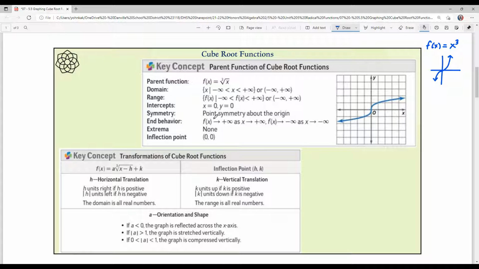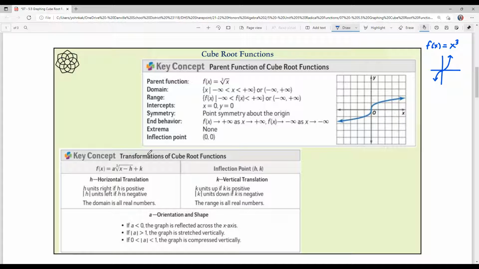Notice that the end behavior is back to what we're normally used to. As x approaches positive infinity, f of x approaches positive infinity. As x approaches negative infinity, f of x approaches negative infinity. There are no extrema, and then we have an inflection point at (0, 0). This inflection point is the point in the middle where the graph changes direction. That's called the inflection point.